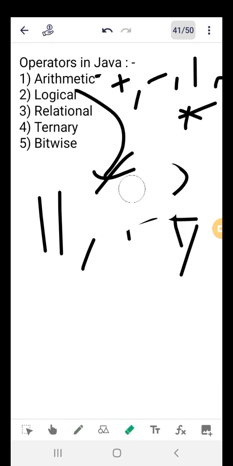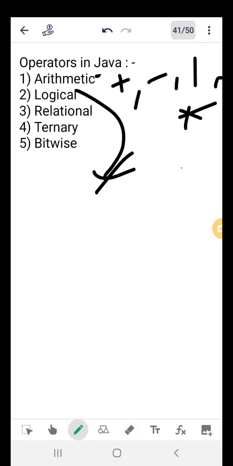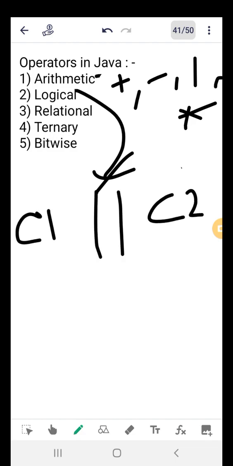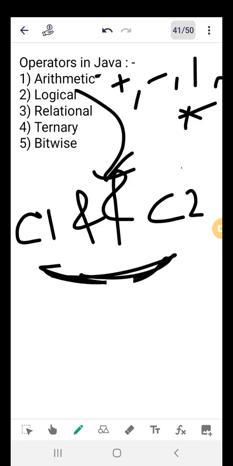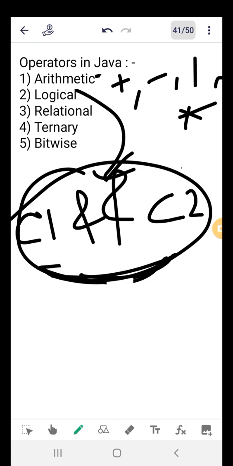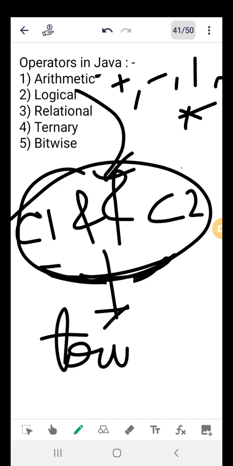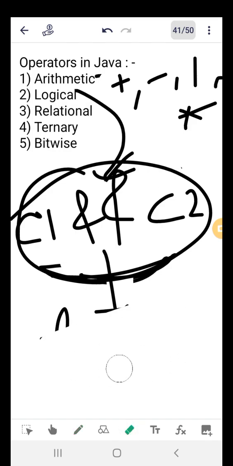See, with or, two conditions are there, for example condition 1 and condition 2. If it is or, then if any one of the conditions is satisfied, the whole condition will be satisfied. If it is and, then both the conditions have to be satisfied for the whole condition to be true. If one is satisfied and the other is not, then the whole condition will be false. So in and, both have to be satisfied, and in or, one has to be satisfied.